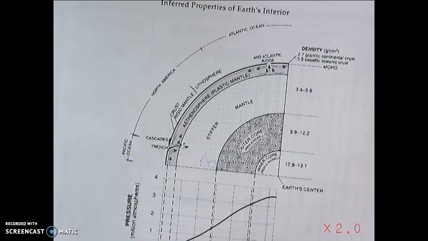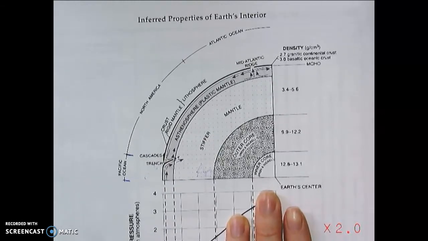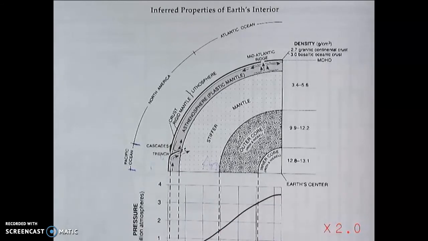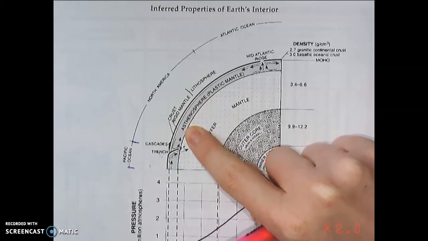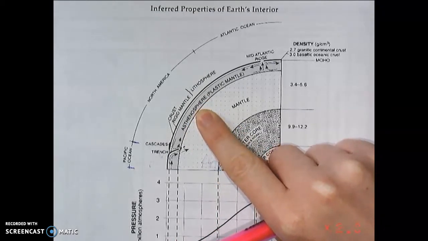Underneath the crust, we go into the mantle. And when you were in 6th grade and you learned about this, you probably just learned that you had the crust, then you had the mantle, and that was it. But there's a little more that goes into it. The top of the mantle is called the asthenosphere. And it's still considered part of the mantle. It's just the upper portion of it.